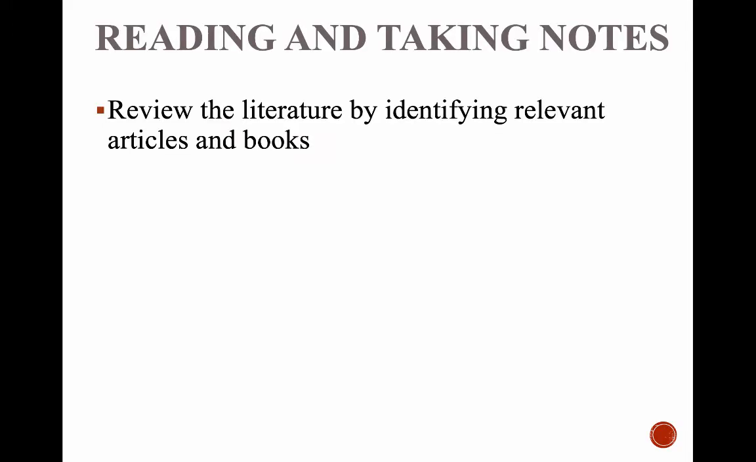Okay, so obviously you want to review the literature by identifying relevant articles and books. In order to do that, you typically read abstracts to judge the relevance of articles and skim introductory and concluding chapters of books, right? This is going to give you the information to see what was their research question, what were their results, things like that. Also, it's very important to keep a record of your references.